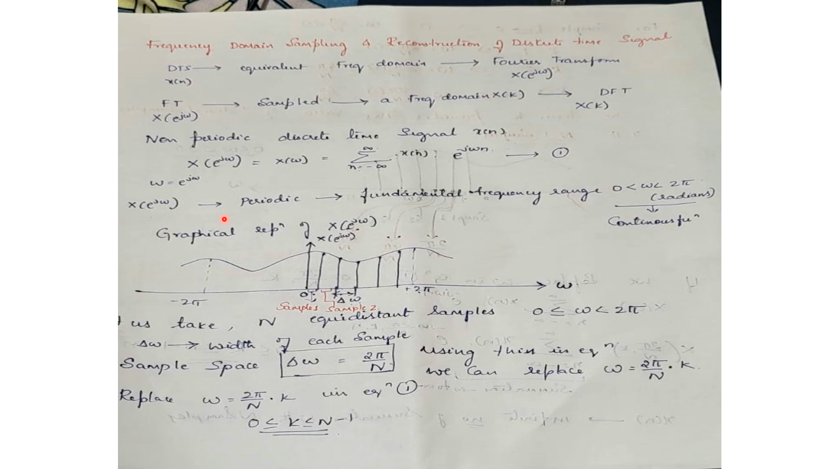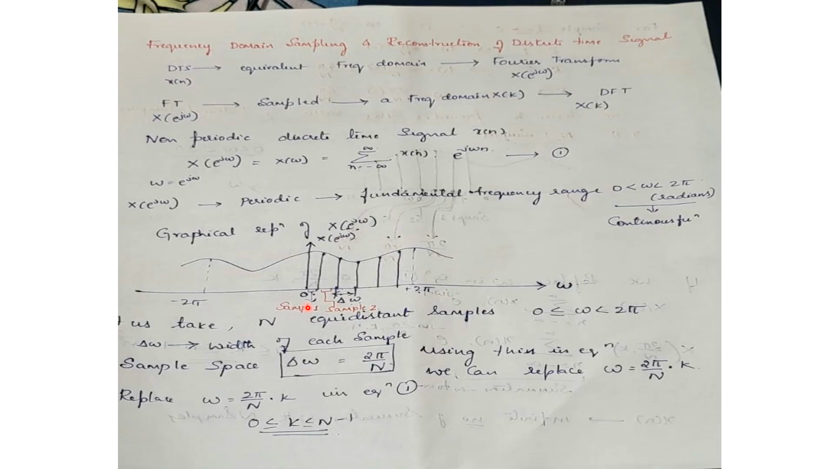X of e to the power of j omega is periodic in a fundamental frequency range of omega between 0 and 2 pi in radians. It is a continuous function. So the graphical representation of X of e to the power of j omega is as shown below. Let us consider a continuous waveform, a continuous signal, and we will sample it. This continuous signal is considered from the range minus 2 pi to plus 2 pi.